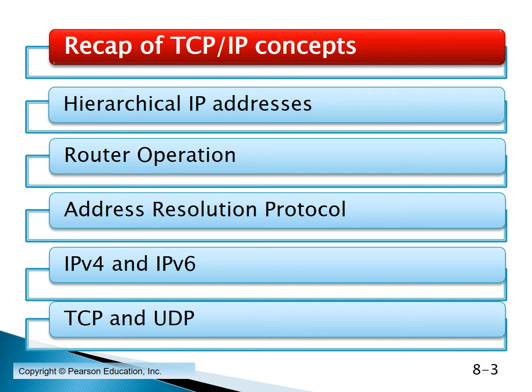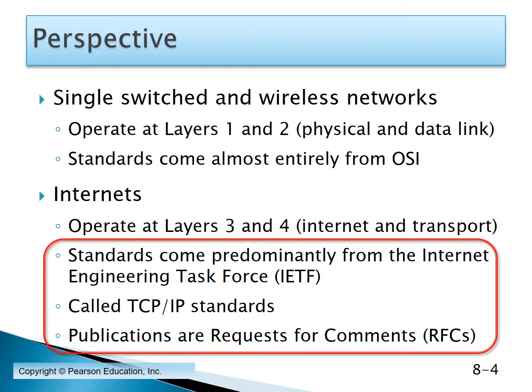chapters. So in earlier chapters, we talked about layers 1 and 2, which are the physical and data link. So the standards in those layers come almost entirely from OSI. And then in this chapter and the next chapter, we are going to talk about the internet that operates at layers 3 and layer 4. So it's the internet layer and the transport layer.